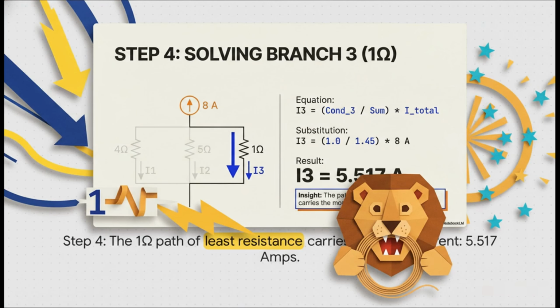And now for our last branch, the one with that tiny 1-ohm resistor. Its conductance is just 1 over 1. So it's 1.0. We divide that by 1.45, multiply by 8, and look at that, a whopping 5.517 amps. This is a perfect example of what we were talking about. The path with the least resistance gets the lion's share of the current. It just flows right through there.